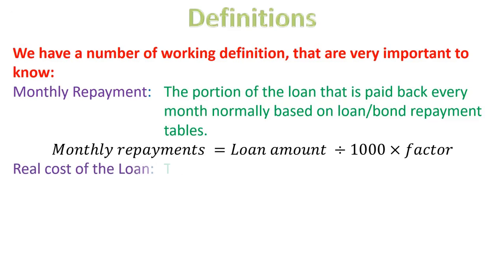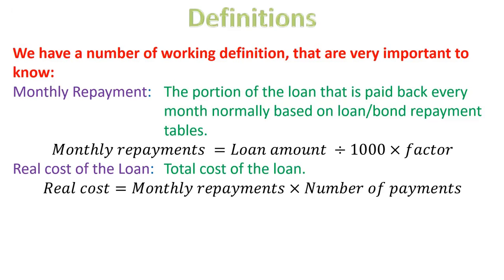Next definition is the real cost of the loan. That is the total cost of the loan. How do we work out the real cost of the loan? It's the monthly repayments times the number of repayments. And so if you'd work out that your monthly repayment was 5,000 Rand and the number of payments was 20, you'd multiply 5,000 by 20 to get the real cost of your loan.